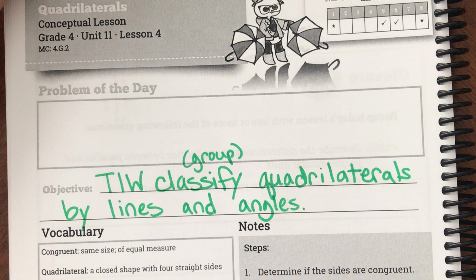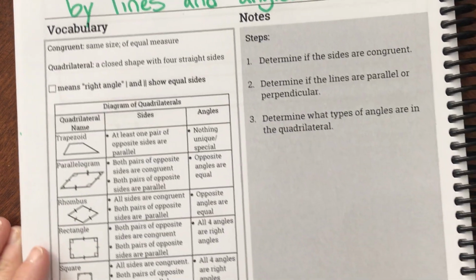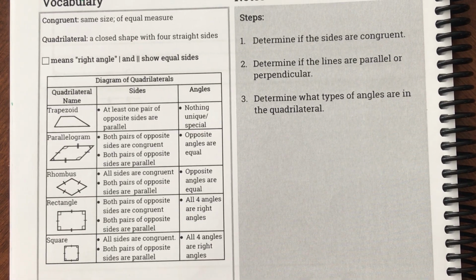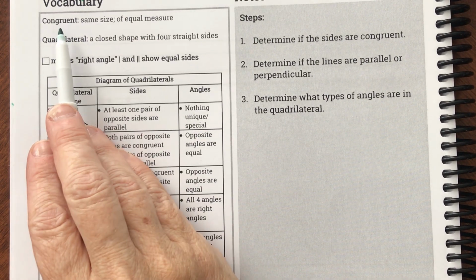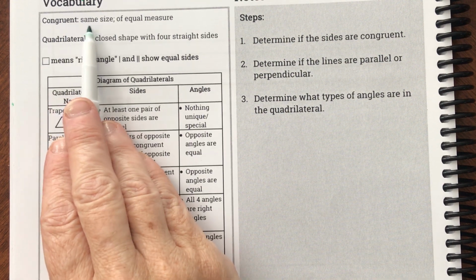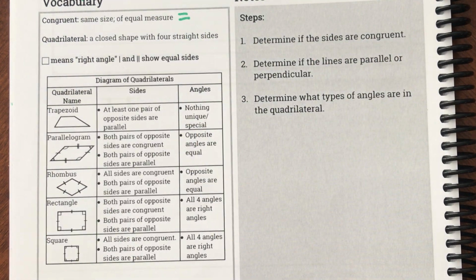Okay, we have a lot of new vocabulary today, and it is going to be crucial that you almost memorize all this vocabulary over the next few days. So our first word is, what does congruent mean? Congruent means same size or equal measure. So we can put an equal side.